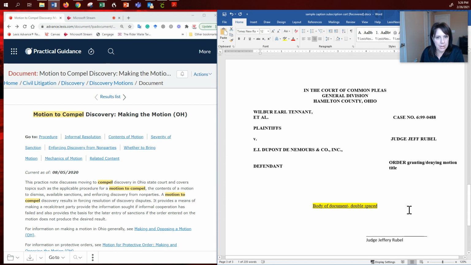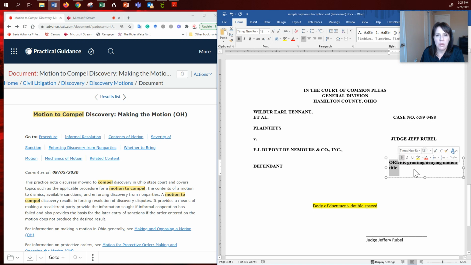Then on a separate page, but certainly within the same document electronically, you have your order. You still have the caption, just like anything else. The title goes here, although I have this in lowercase, that's just to indicate that you would be adding things to it. So you would say, "Order Granting Defendant's Motion to Compel."